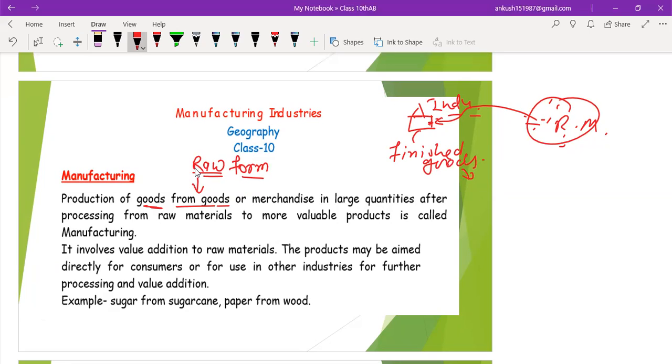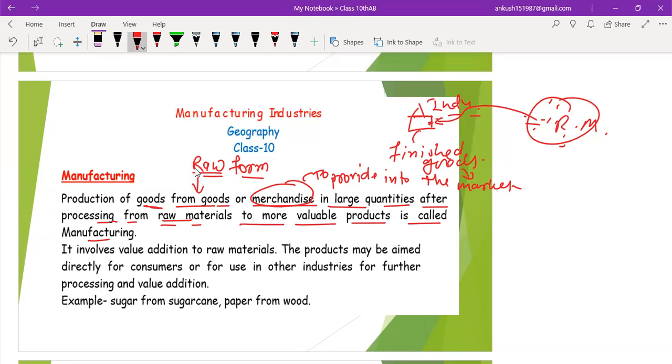So there is the production of other goods from the raw material, or merchandise in large quantities after processing from raw materials. Merchandise means to provide into the market. So we process the raw material and produce other, more valuable products, and that is called manufacturing.